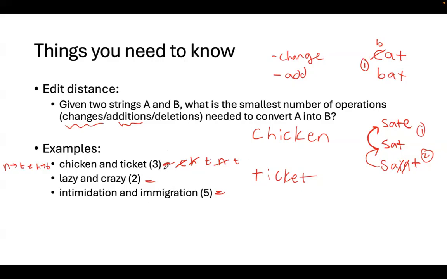Okay. What about lazy and crazy? Yeah. So then add the R in there. Yeah. And that's 2. Someone else for intimidation and immigration. Sure. Change the first I to an M. And then drop the N.